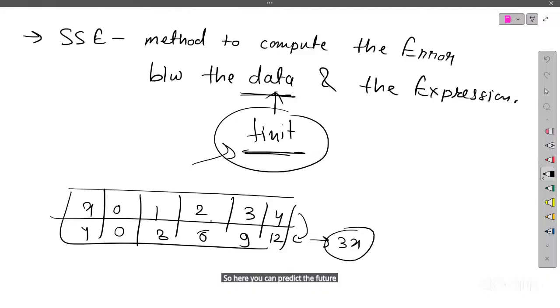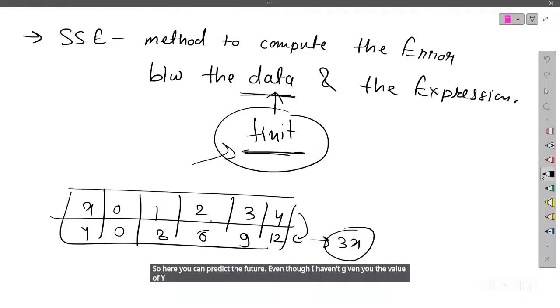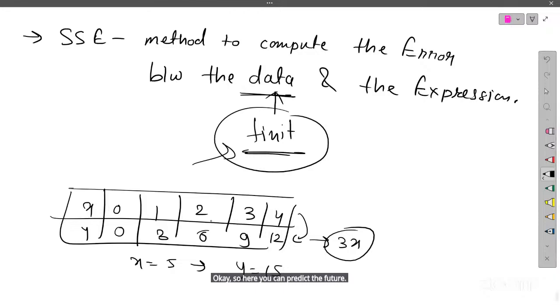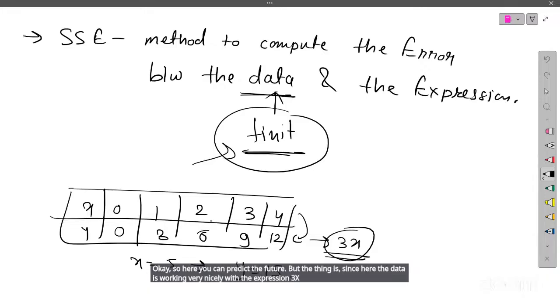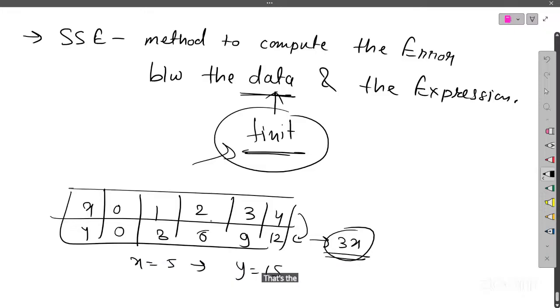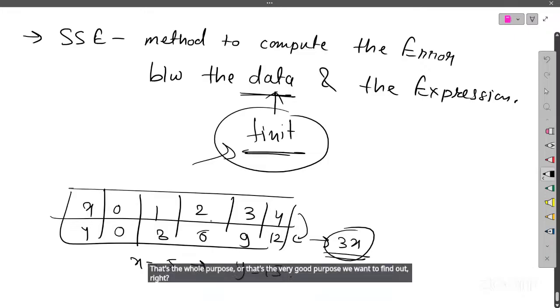Even though I haven't given you the value of y when x is 5, you can tell me that if x is equal to 5, since your data is following the pattern of 3x, the value of y will be 3 multiplied by 5, which is 15. So here you can predict the future. Since here the data is working very nicely with the expression 3x, what we always want is to find an expression which can actually justify our data. That's the whole purpose.